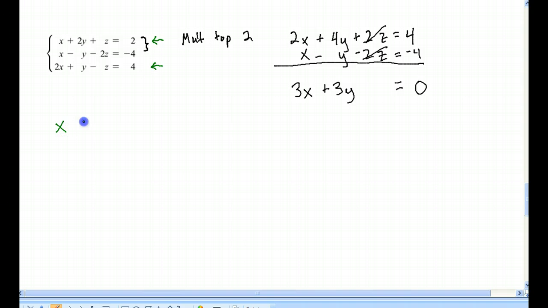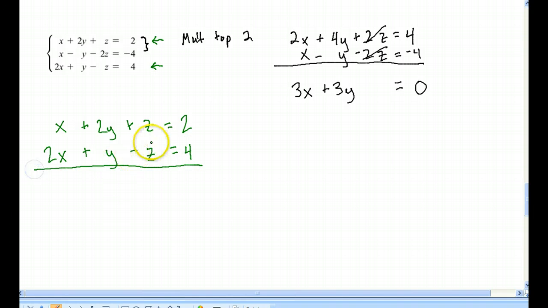So this time I'm going to take x plus 2y plus z equals 2. That's the top equation, just rewritten. And I'm going to take 2x plus y minus z equals 4. Okay, and I'm going to combine them together. Now because of the sign change, these are already going to eliminate. We want to eliminate the same variable we did here, and we eliminated z here, so we're eliminating z again. We're going to get 3x plus, this time we get a 3y, and 2 and 4 adds up to 6.